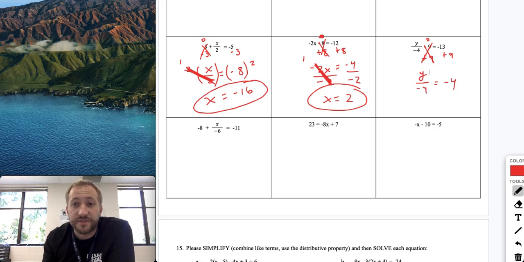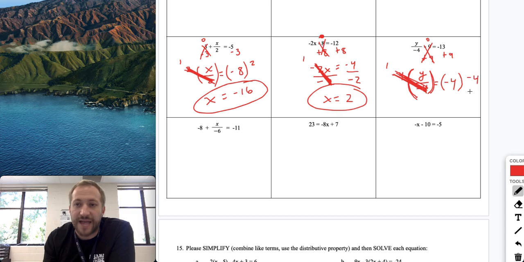So now this is currently y divided by negative 4. If I want to get rid of this dividing by negative 4, I'm going to do the opposite and multiply by negative 4. And remember, I always use parentheses because that reminds me to multiply. That reduces down and leaves me with 1. I'll do the same exact thing over here, multiply by negative 4.